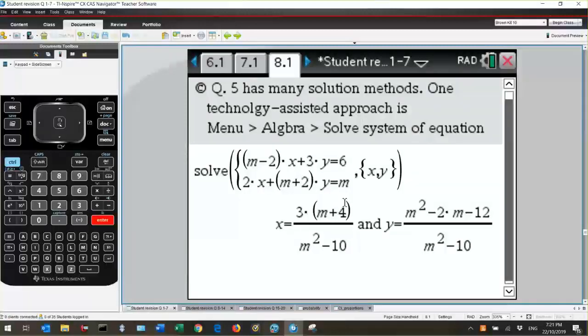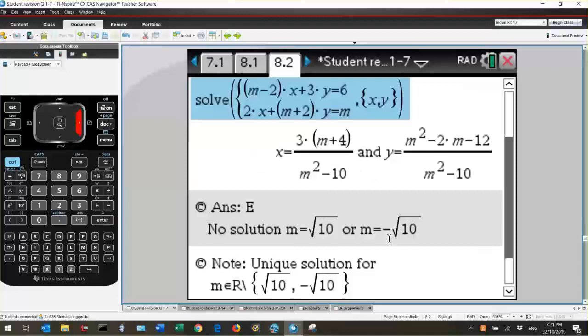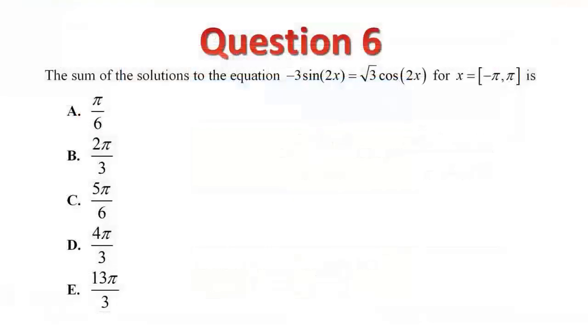Well, it's clearly not going to be defined when m squared minus 10 is 0, because division by 0 is undefined. So m squared cannot equal 10. Or another way of looking at it, there's no solution when m is positive root 10 or negative root 10. Or another way, sometimes the question asks, when does it have a unique solution? Well, it has a unique solution for all real m except for root 10 and negative root 10. Okay.